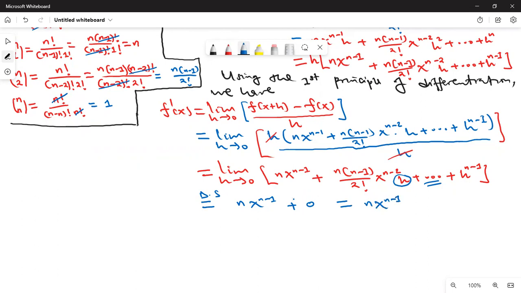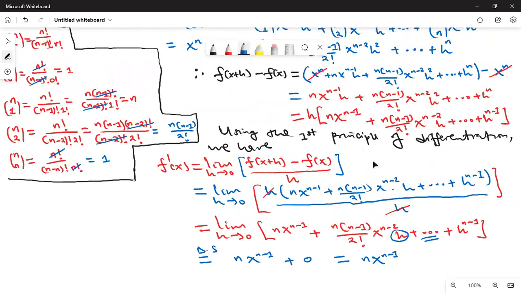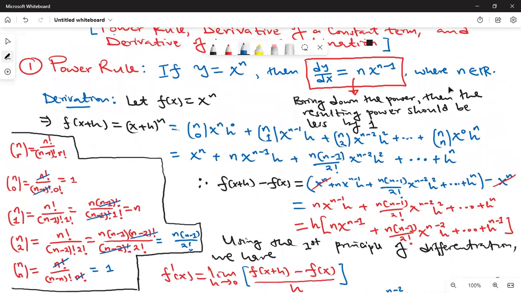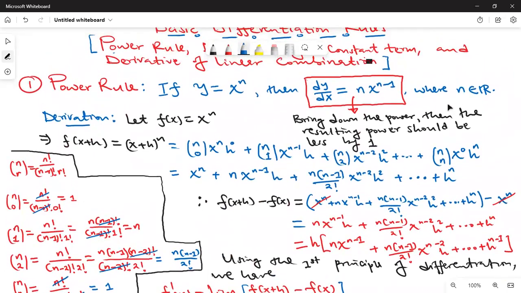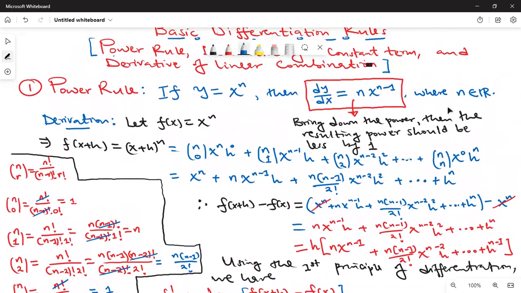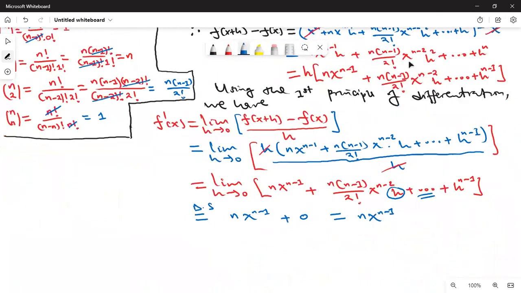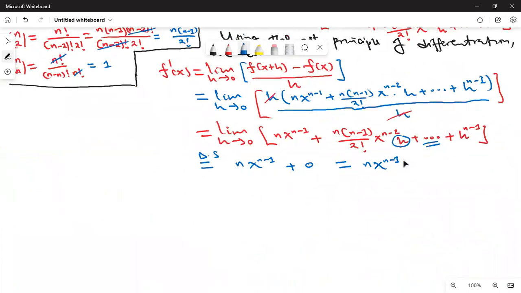So we have shown that if you start with f of x to be x raised to n, then f prime of x should be equal to n times x raised to n minus 1, where n is a real number, either negative or positive or 0. So that is what you're calling the power rule of differentiation. And I want to give you an example. So this completes the proof.